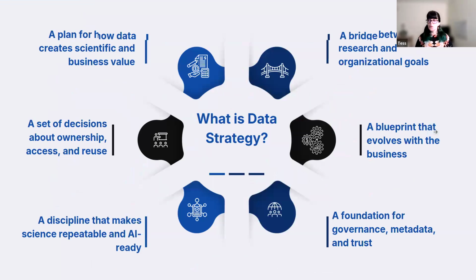So the data strategy is really that bridge between research and organizational goals. It is a plan for how data creates scientific and business value. It's a set of decisions about ownership, access, and reuse. It is a blueprint. So you can see with all of these words is it's a document that lives alongside your business and your data strategy that helps create better data for use down the line. And it's a foundation for governance, metadata, and trust. And so that portion is really the implementation. And we'll talk about data governance and what that means a little later on in the talk.